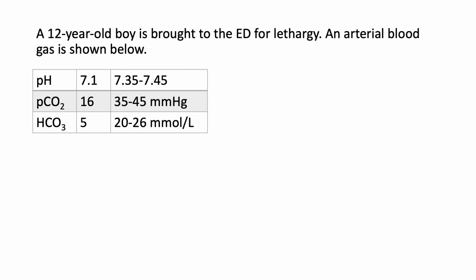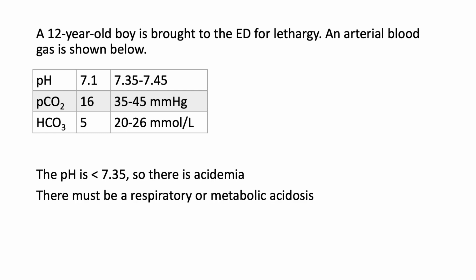All right, now we have a 12-year-old boy being brought into the emergency department for lethargy, and his blood gas is shown below. So pH is 7.1. PCO2 is 16 and bicarbonate is 5. So the pH is less than 7.35, we can say there is an acidemia. So there must be a respiratory or metabolic acidosis causing this drop in pH. So first we look at the PCO2 and ask, can this explain the pH? So his PCO2 is lower than normal, and so that would be a respiratory alkalosis, so that does not explain the acidosis that we're seeing here.